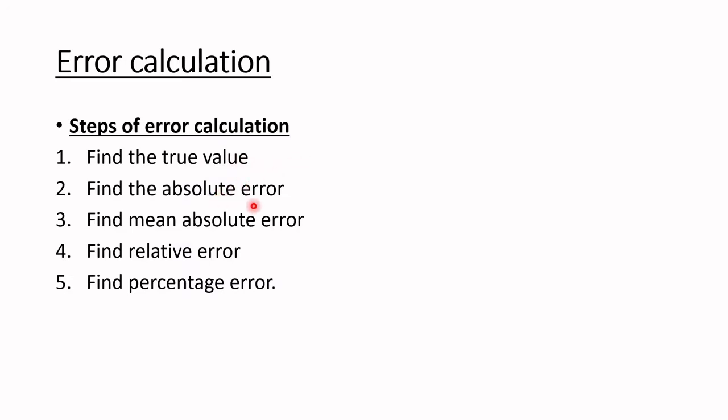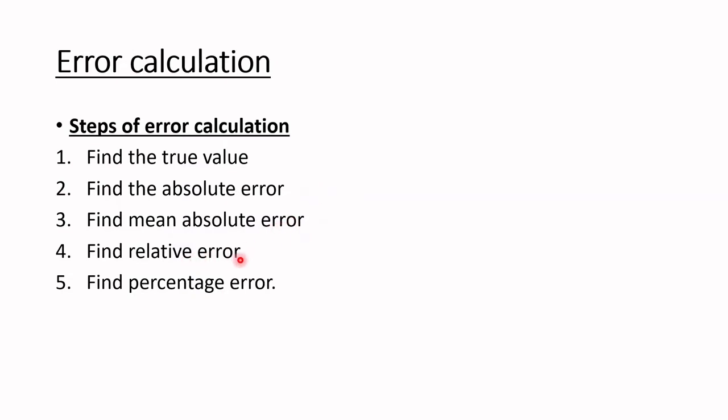Then find the absolute error in it. Then find the mean absolute error. Absolute error means each measured value we have, we should subtract from the true value and take only its modulus, that is, only the absolute value. Then find the mean absolute error. That means all these absolute errors we found, we have to find their average.